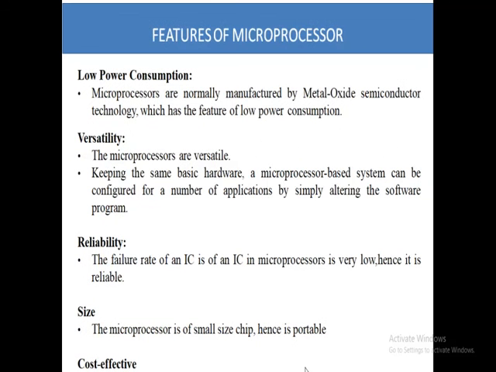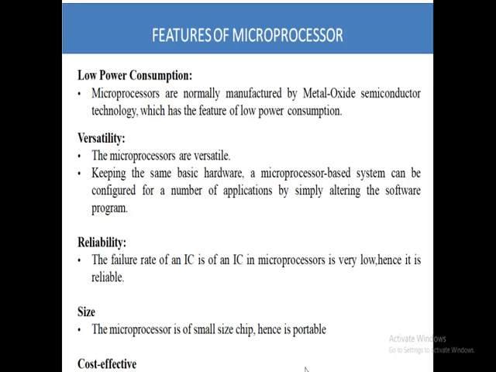So what are the main features of a microprocessor? There is low power consumption. Mainly these microprocessors are manufactured by MOS technology, that is metal oxide semiconductor technology. The main feature of MOS technology is low power consumption. So next is versatility. The microprocessor is versatile. That means we can use the same chip in a number of applications by configuring the software program. So the same chip is used for different applications. We need to alter that software program, then we can use the same microprocessor for different applications.